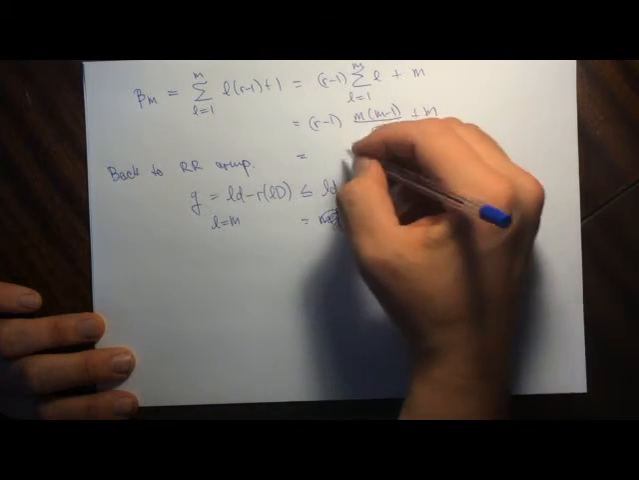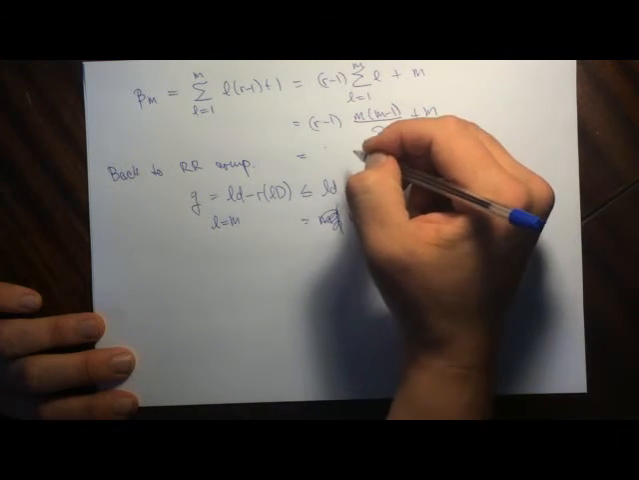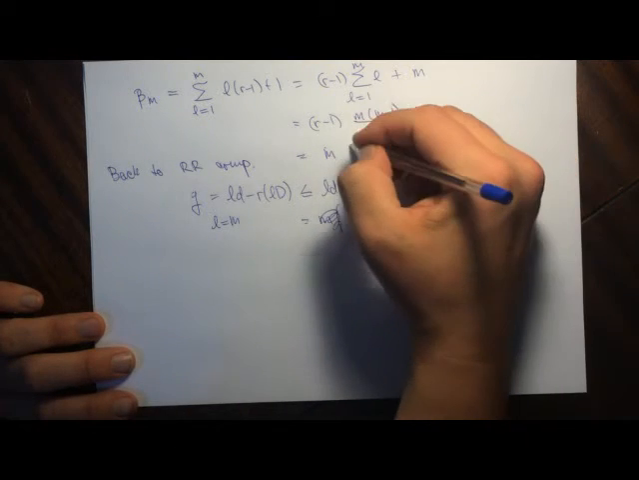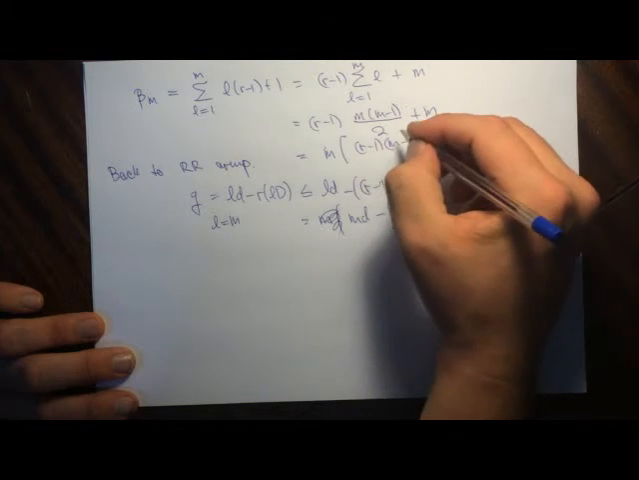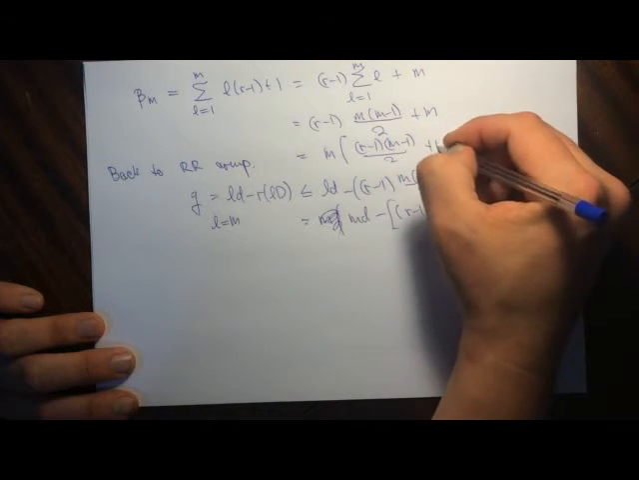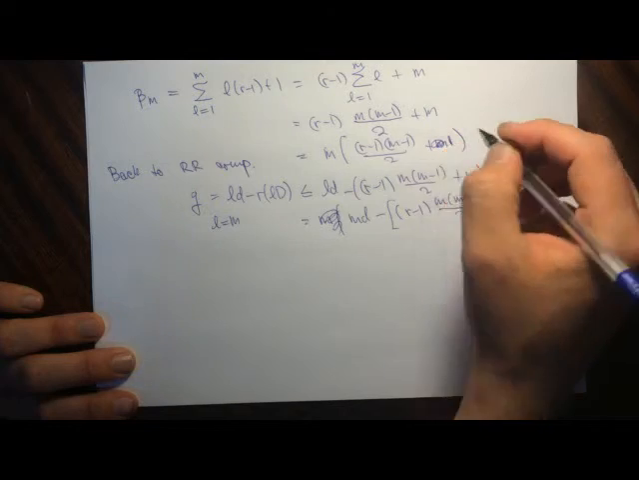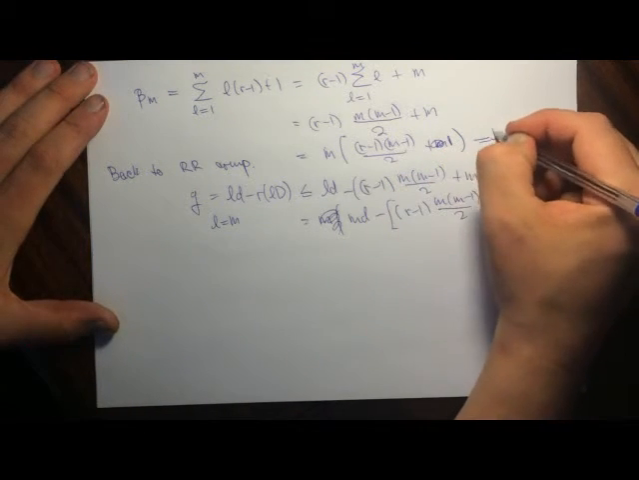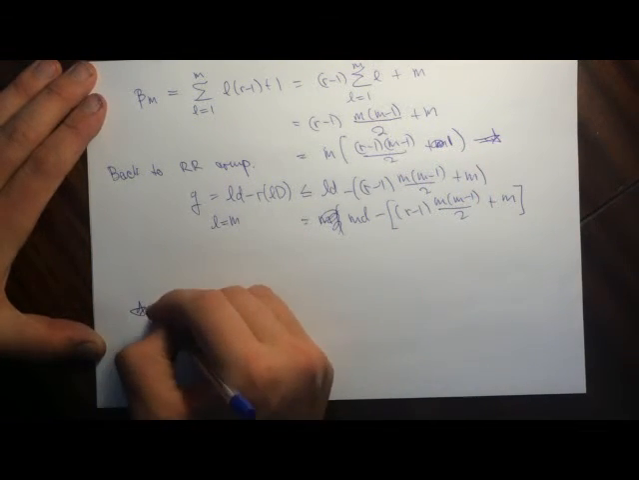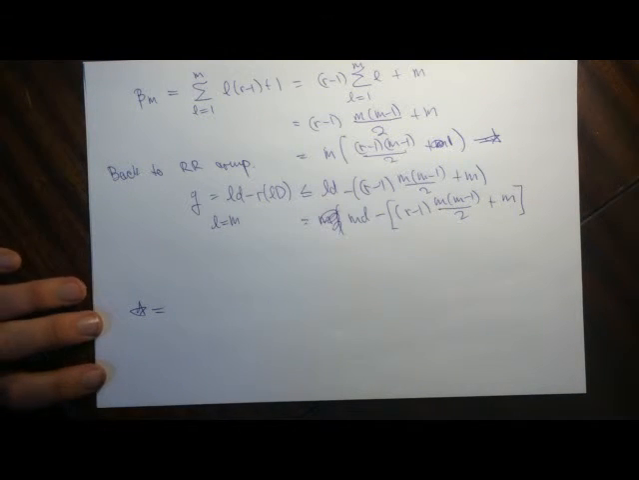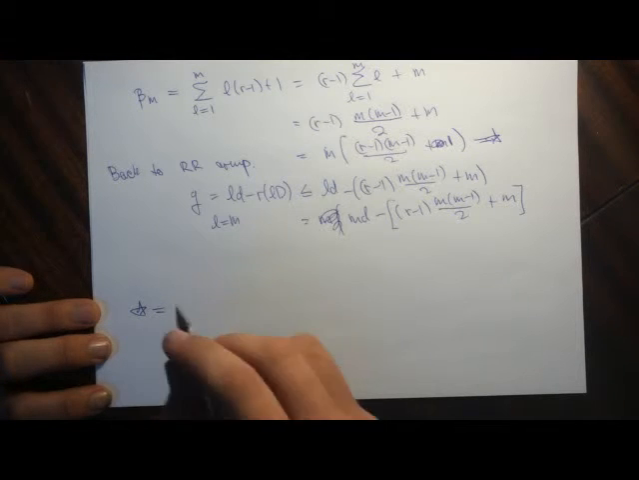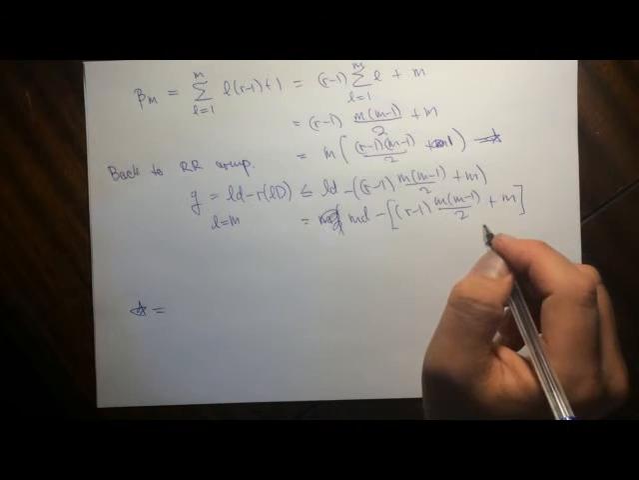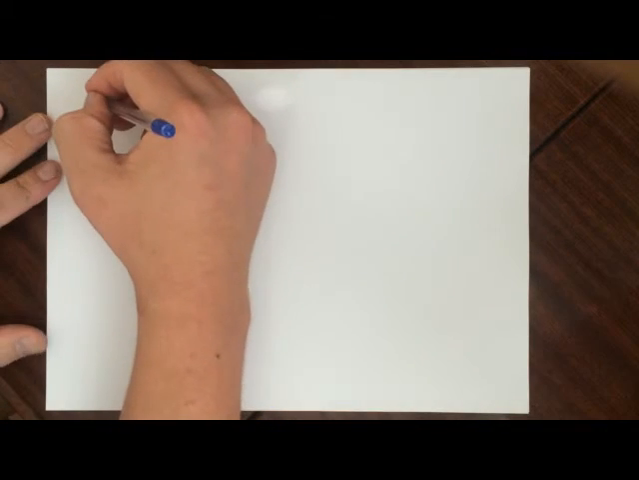Let's see what we have here. So this is M times (r minus 1) times (m minus 1) divided by 2, plus m, or plus 1. Okay, let's call this star. And I'm going to simplify this a little bit down here. So I'm going to finish out the proof of Castelnuovo's theorem.